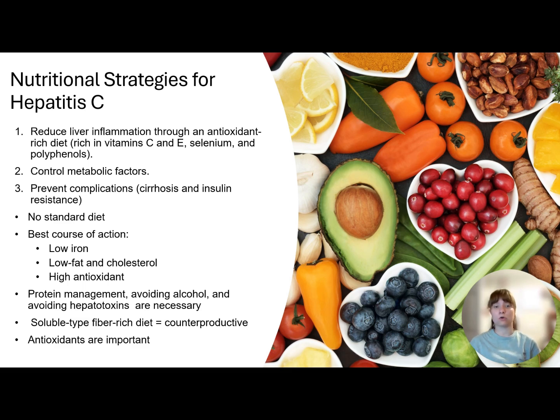And antioxidants are really important. It's kind of mentioned in point 1, but the reason that they're so important is because they fight free radicals in the body. And free radicals are bad because they can cause harm to the body if the levels are too high.